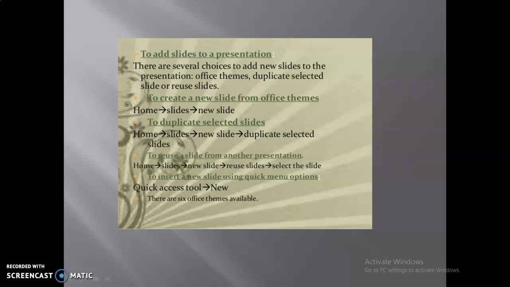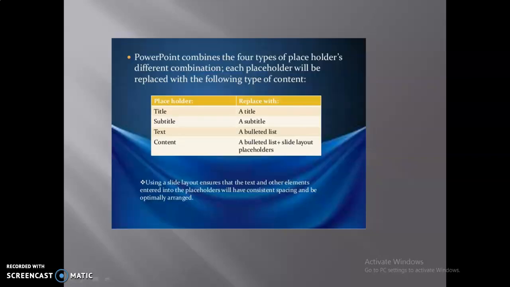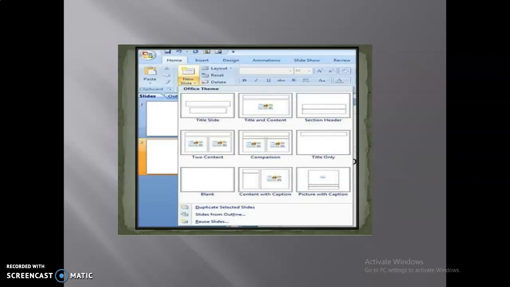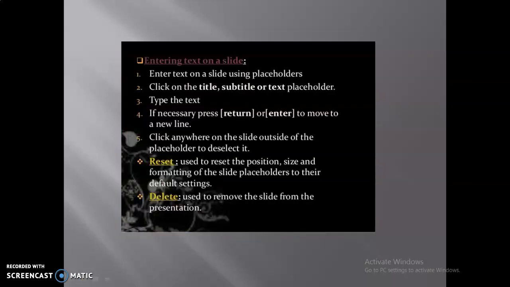Quick access toolbar. There are 6 office themes available. PowerPoint combines the 4 types of placeholders in different combinations. Each placeholder will be replaced with the following type of content. This is your placeholder: a title, a subtitle, text, a bulleted list, content, bulleted list, and slide layout. Then office theme: title slide, title and content, section header, two content, comparison, title only, blank, content with caption, picture with caption.